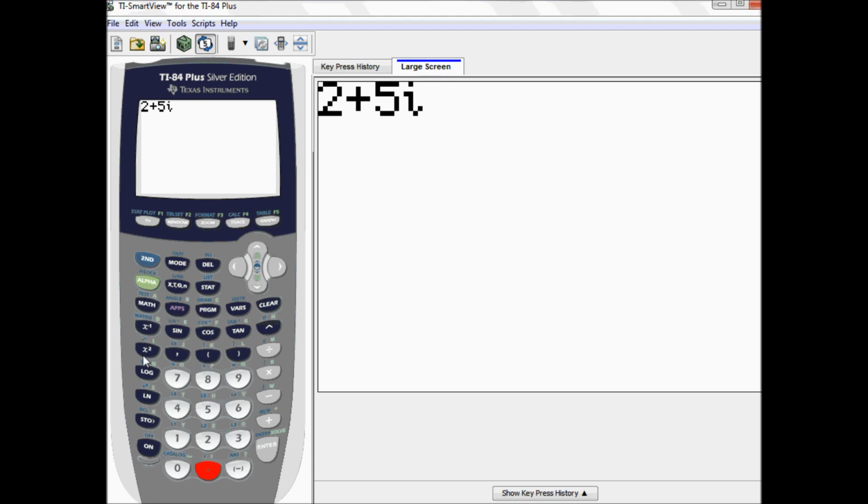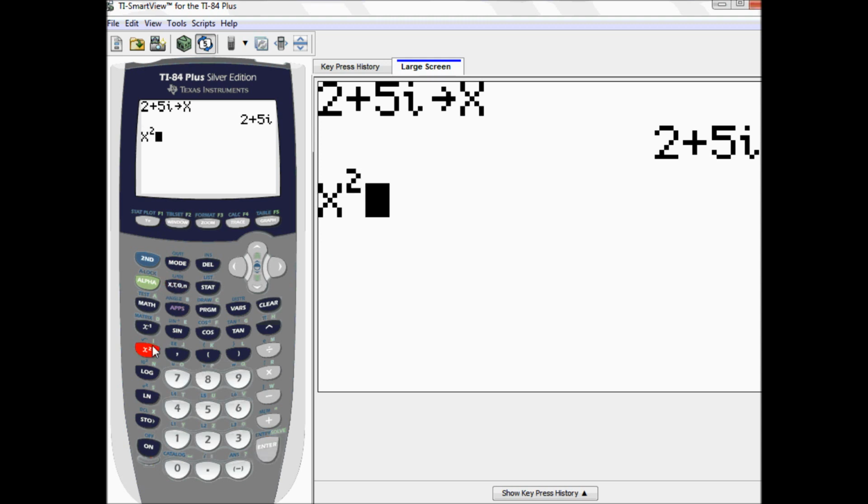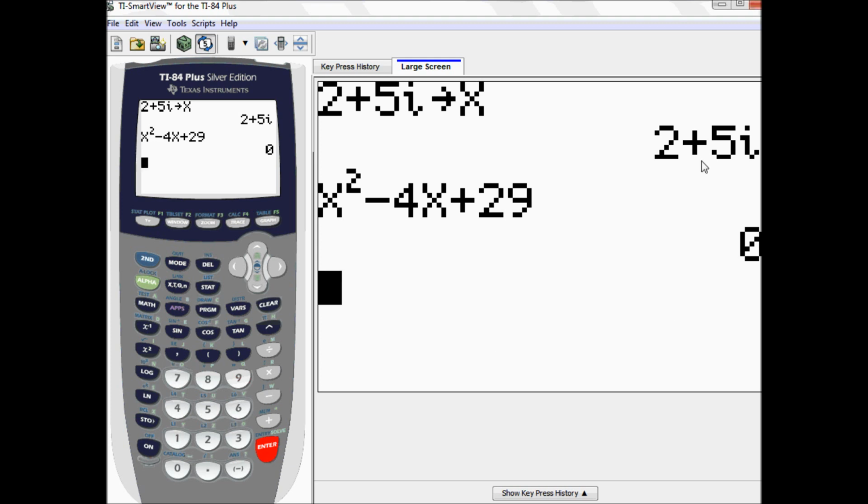So I get that. I press the store button, which is right here, above on. So store x. Now type in the equation: x squared minus 4x plus 29. And it's substituting in place of my x the expression 2 plus 5i. I hit enter, and I get a 0. And that's what I hoped it would be, because I was trying to find the value of x that would make the equation 0. It checks beautifully.